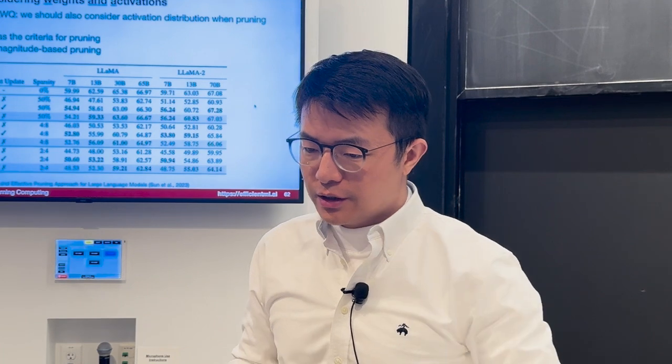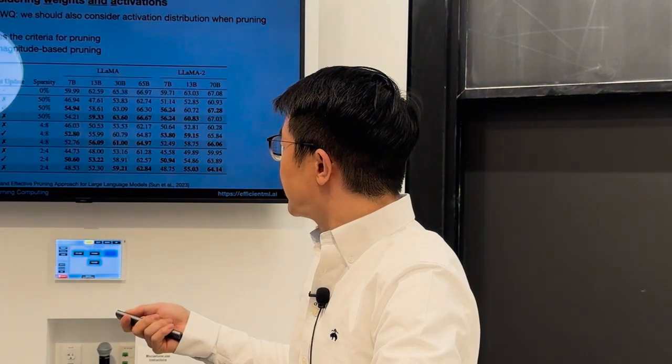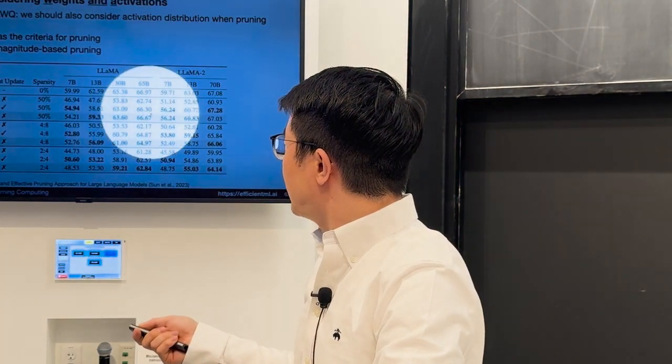This is comparing the performance of magnitude-based pruning, SparseGPT, and this method, Wanda. It shows that weight times activation as the criterion for pruning actually outperforms magnitude-based pruning.